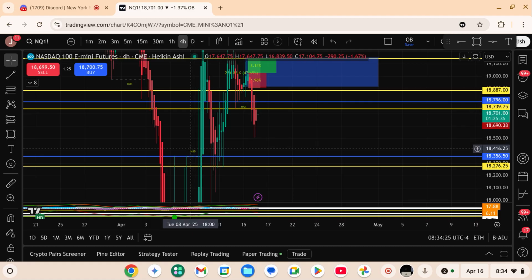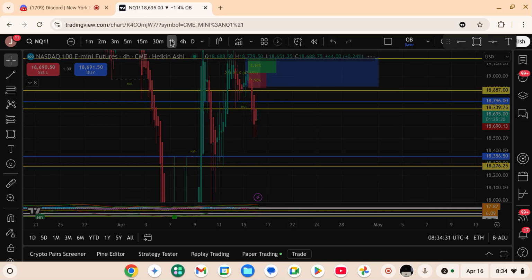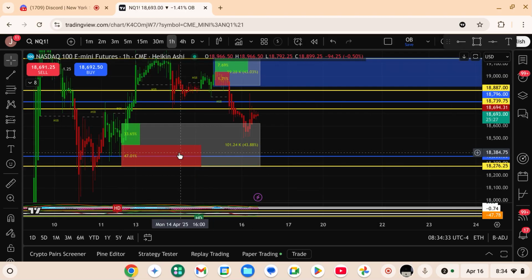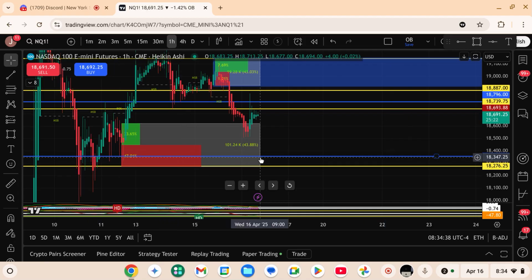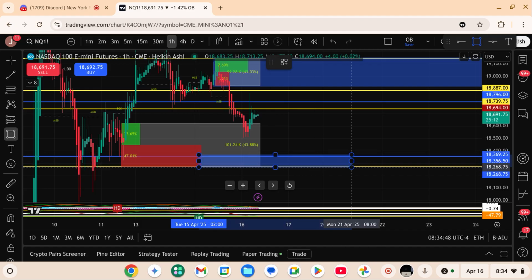So you got a 4 hour level here. As you go to the 1 hour, you got a 1 hour order block. So this would be a super strong support. We'll go ahead and draw this. We're going to do it like this though.